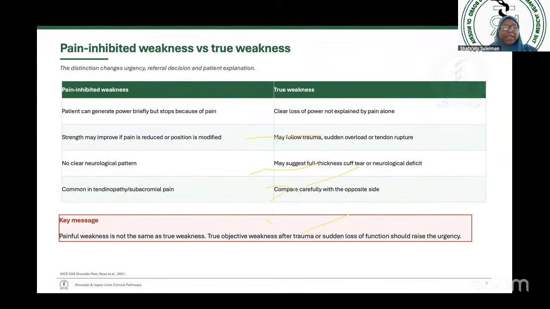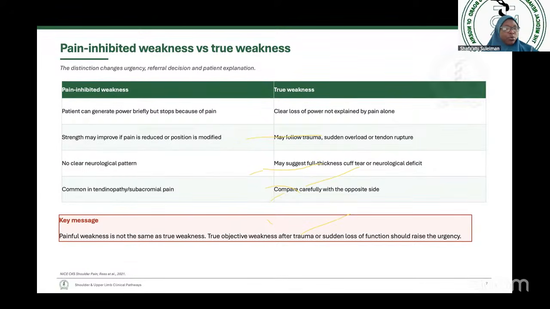So, pain inhibited weakness versus true weakness. This is just a brief distinction between pain inhibited weakness and true weakness, because obviously that will change the management plan, the urgency, the referral, and what to do next. So in pain inhibited weakness, the patient can generate power briefly, but then they can stop at a certain stage because of the pain. So definitely we start thinking this is more pain inhibited than true weakness.